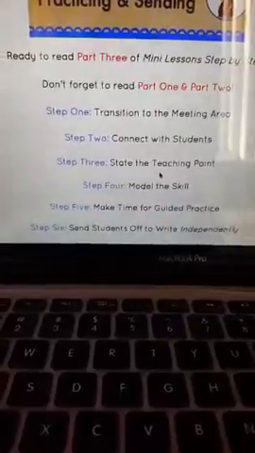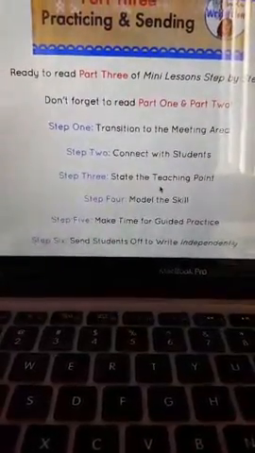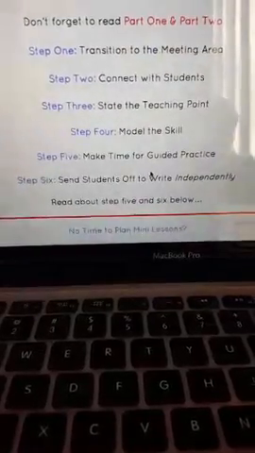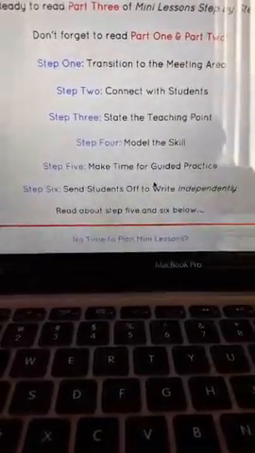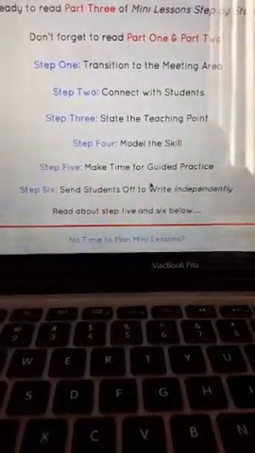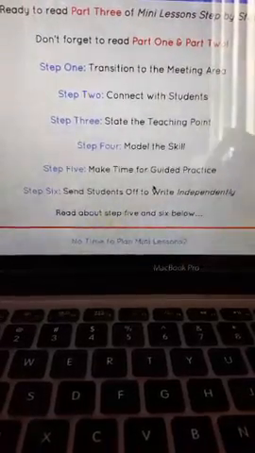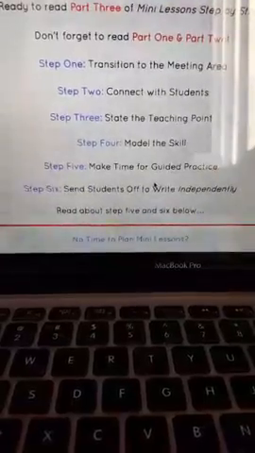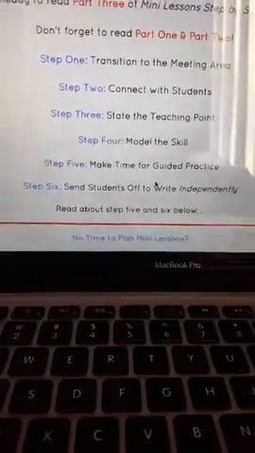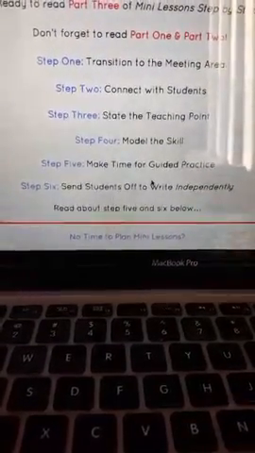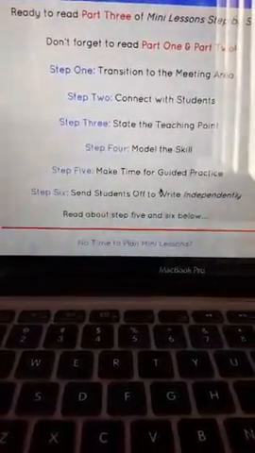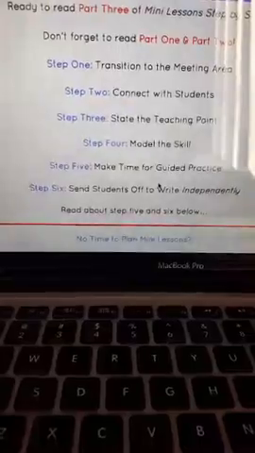Step 1, transitioning to the meeting area. I wrote in detail about how to do that successfully and that it's not necessary to make them come silently. Let them chat on the way to the meeting area. If you don't have enough space for your meeting area, pull in some chairs, let the kids sit on desks. I mean, be inventive.